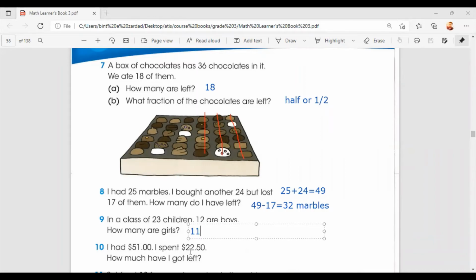I had $51. I spent 22.50. How much have I got left? Minus from 51, 22.50, so it's coming $28.50.